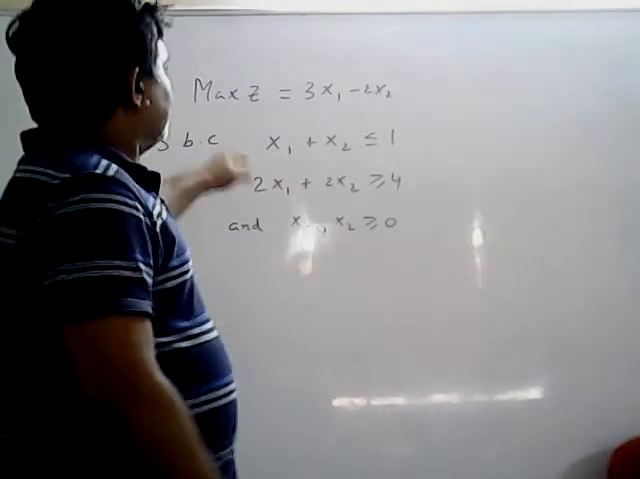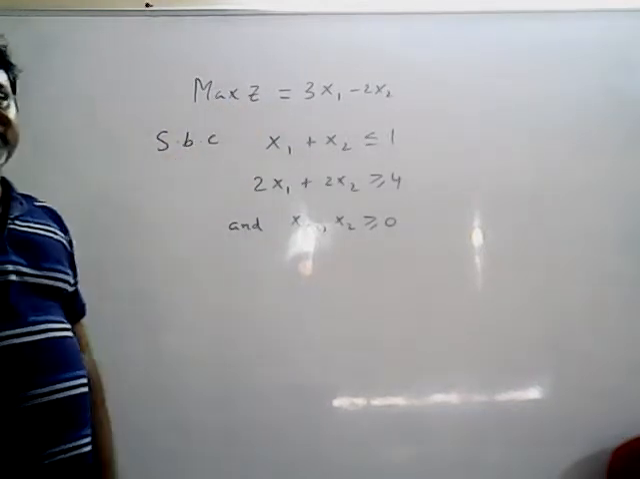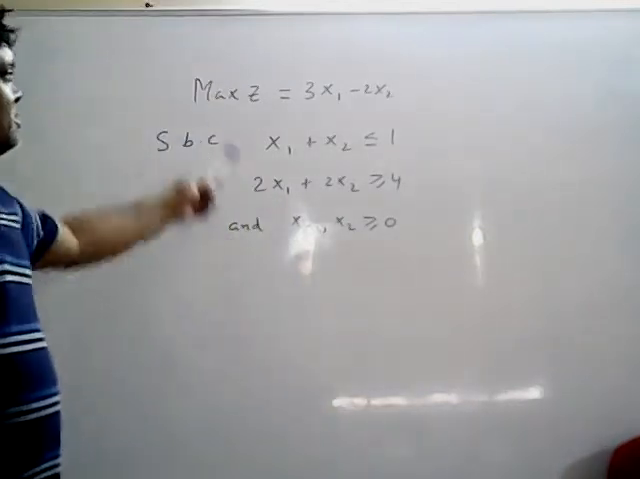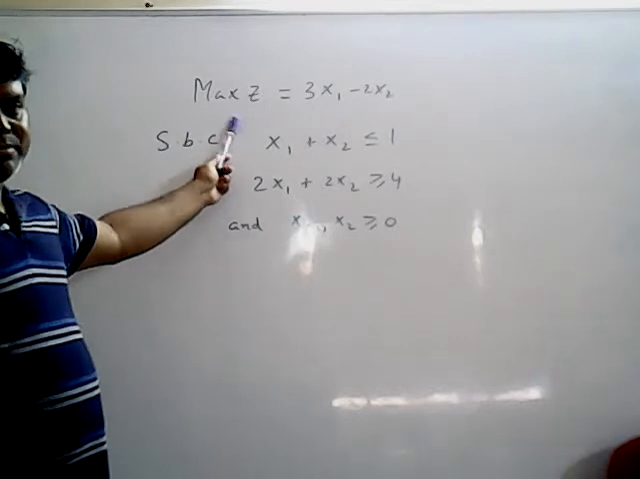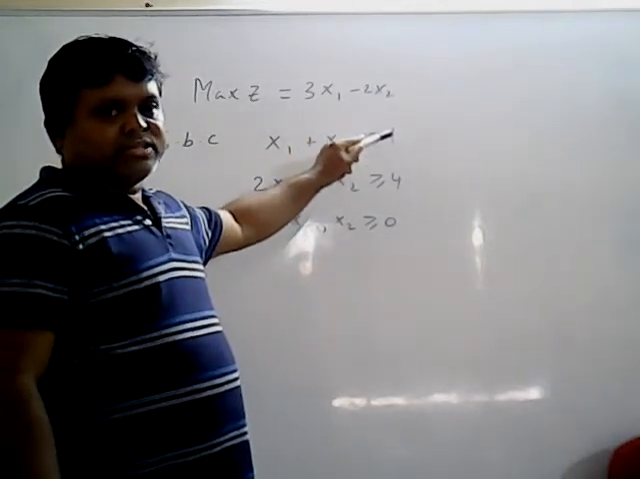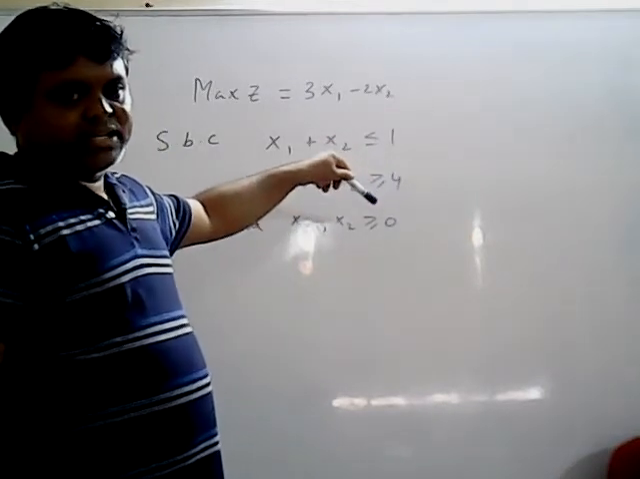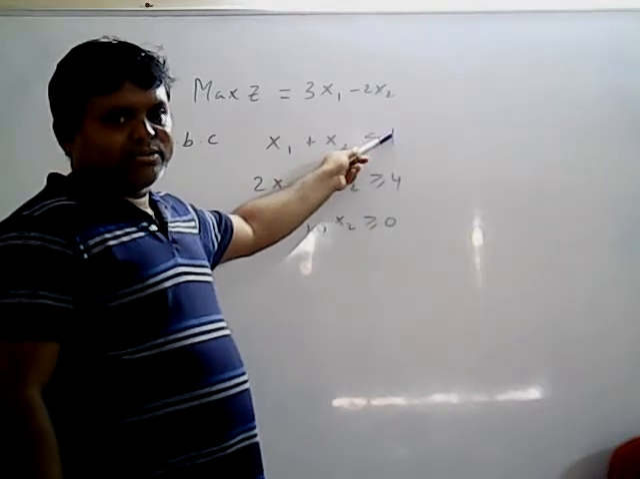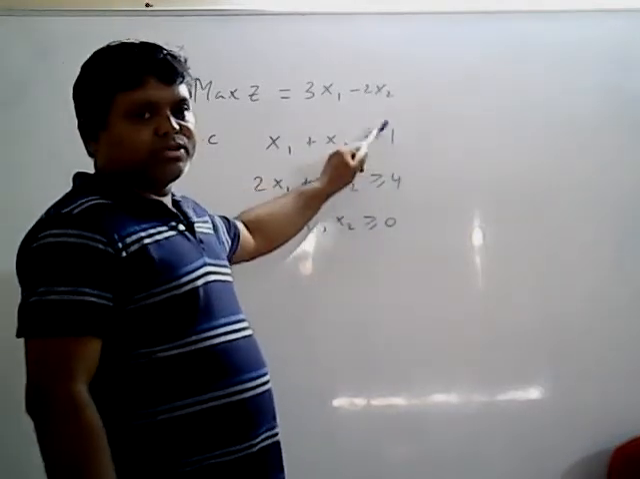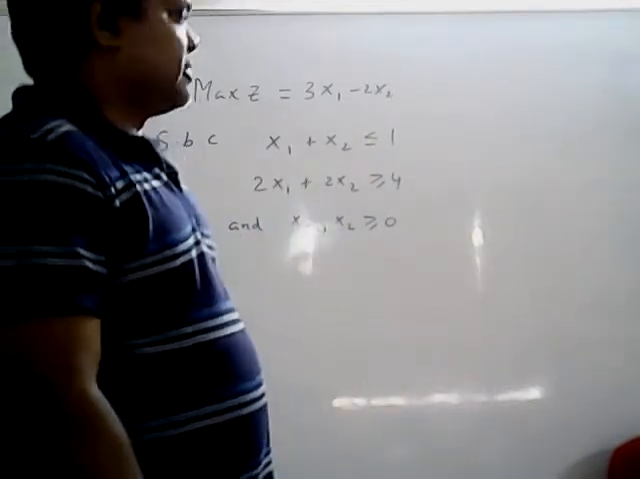Now see, same concept. Step number 1: check whether your objective function is maximization or minimization. If it is maximization, you can ignore step number 1. Already it is maximization, so I am ignoring step number 1. Step number 2: check the right hand side values of the constraints. If all the values are positive, you can ignore step number 2. Otherwise, if any one value is negative, multiply that constraint by -1. But in this case, 1 and 4 are both positive, so you don't require step number 2.